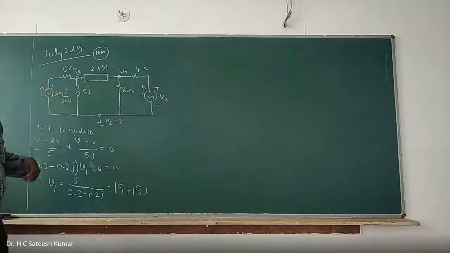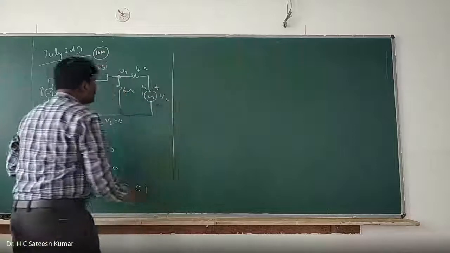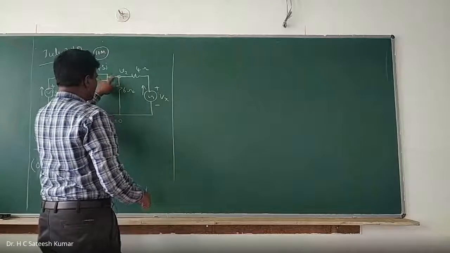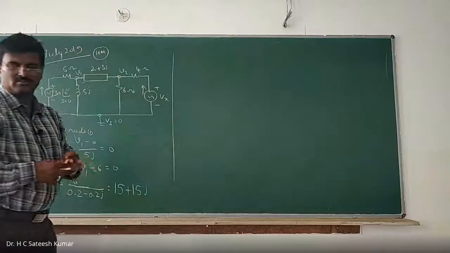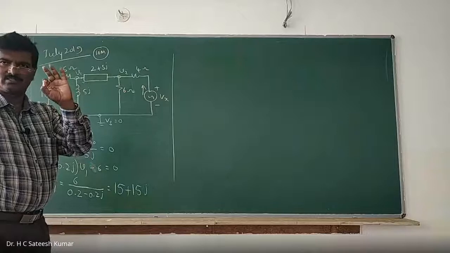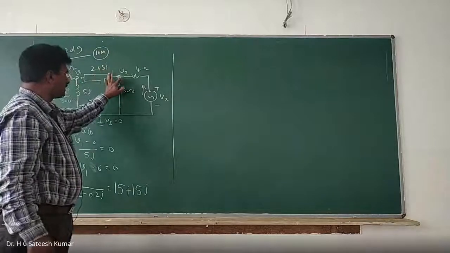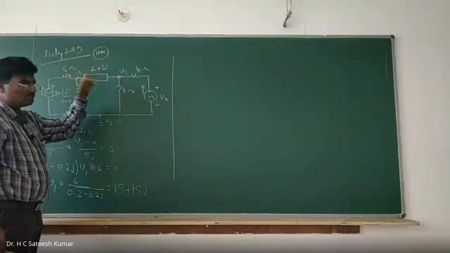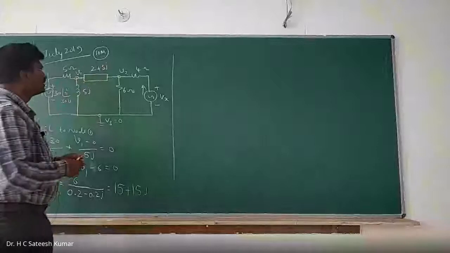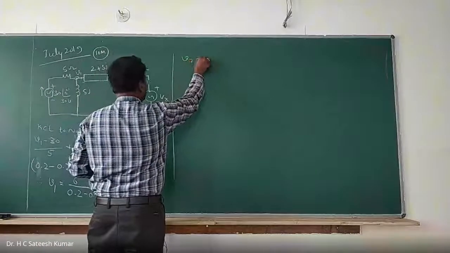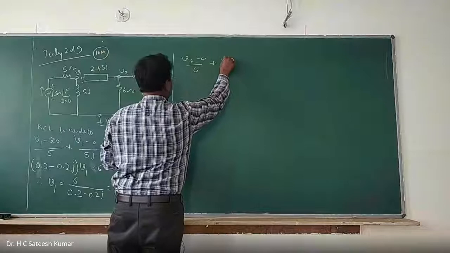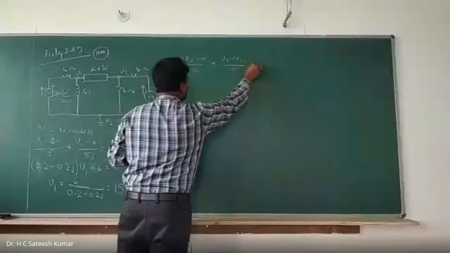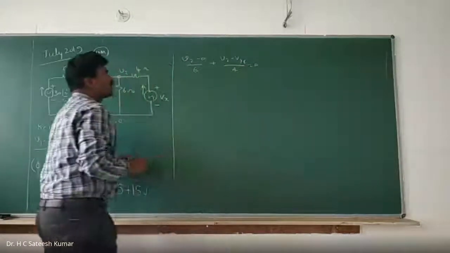Now we go for this side. Okay, right. At node V2, this current plus this current plus this current is equal to 0. At any node, the algebraic sum of the currents is equal to 0. But he himself has given that the current flowing through this impedance is 0. So this current plus this current should be equal to 0. Therefore, you can write V2 minus 0 divided by 6 plus V2 minus Vx divided by 4 is equal to 0.